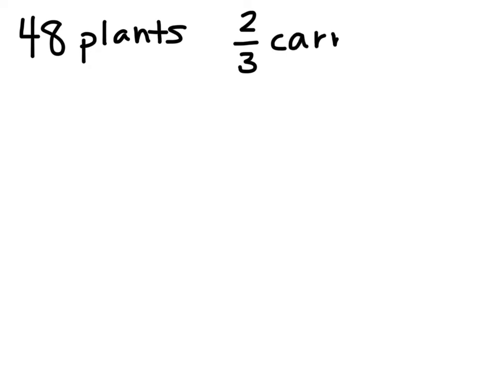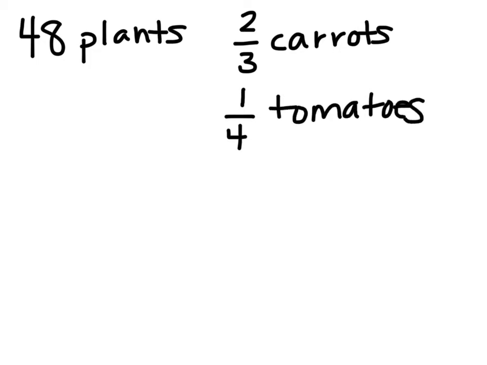Let's use methods 1, 2, and 3 to work through a similar problem, just so you can see it all happen again. Kim has 48 plants in her garden. Of the 48 plants, 2/3 are carrots, and 1/4 are tomatoes. The rest of the plants are pumpkins. How many pumpkin plants are in her garden? So let's begin with method 1 and draw our bar model.